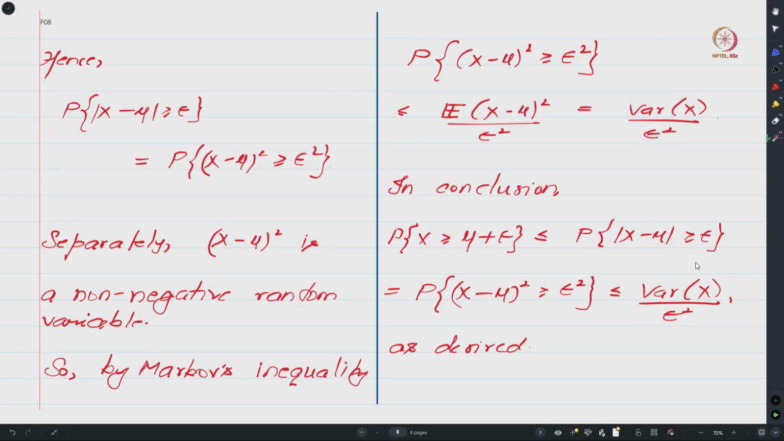Okay, so this brings us to the end of this class. Let me summarize what we have done. We went over some basic concepts of probability. In particular, we went over the concept of sigma field, then the idea of random variable, and then the idea of Markov inequality. We proved this Markov inequality and also looked at some extensions of it, and in particular we derived the inequality which said that the probability of x bigger than mu plus epsilon is upper bounded by the variance of this random variable divided by epsilon square.